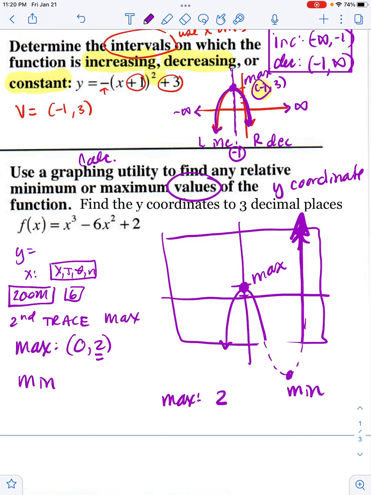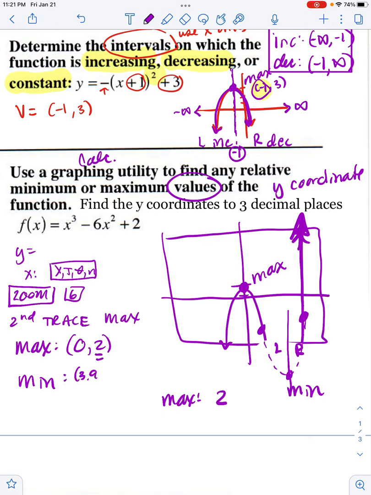Then I'm going to go back and do the same thing, second trace, but now I'm going to pick minimum. Now my minimum's off the screen. So when it says left bound, I just want to be somewhere over here because that's to the left of the minimum. And then I hit enter. Then it wants me to do right bound. It goes off the screen, but I just wait for it to come back as I use my right arrows. Then it comes back over here somewhere and I hit enter because that is the right of the minimum. I don't want to guess, so I hit enter again.